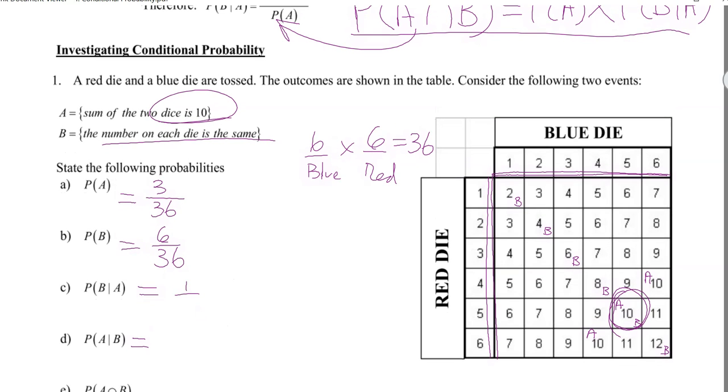That's 1 out of 3. Okay, so given that A has happened, we have 3 outcomes, right? There's 3 ways of getting a 10. One of those involves doubles.